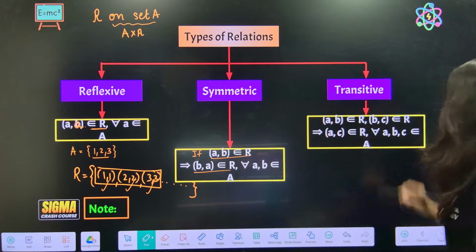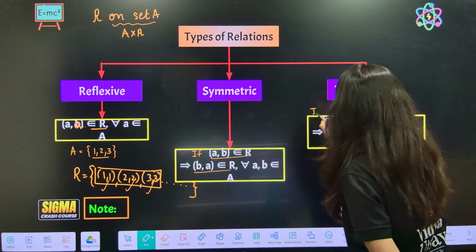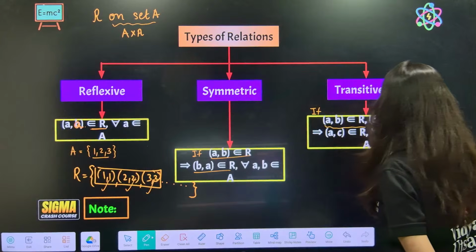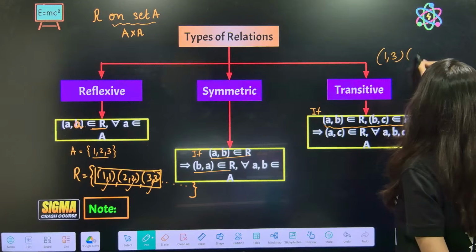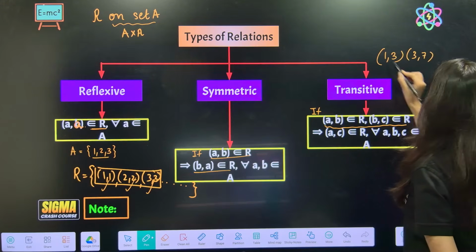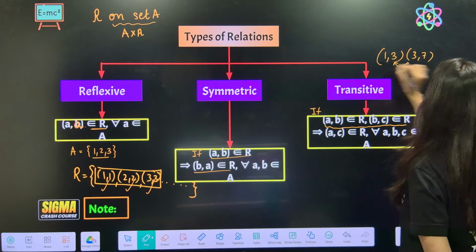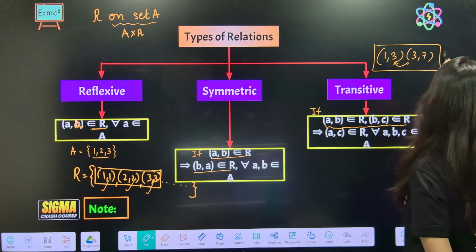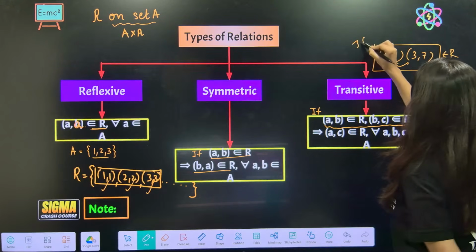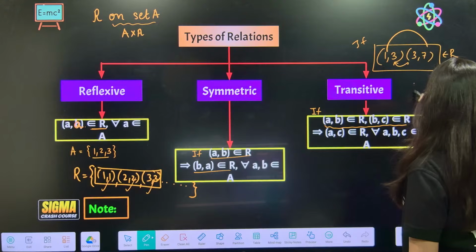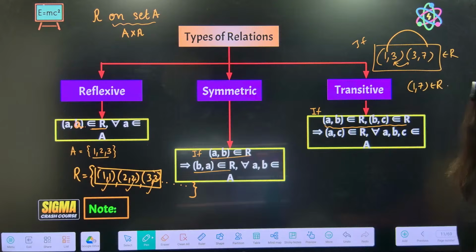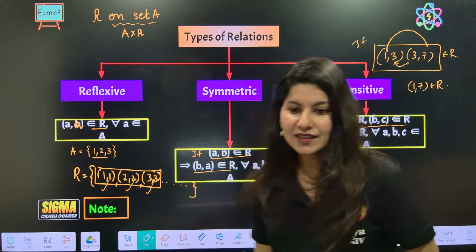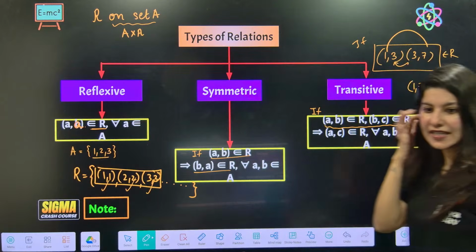And transitive. Transitive also operates with an if condition. If A comma B and B comma C belong to R, that means, suppose, 1 comma 3 and 3 comma 7. These two are present in your relation. Then 1 comma 7 should be there. 1 comma 7 should be there. Okay. All right.